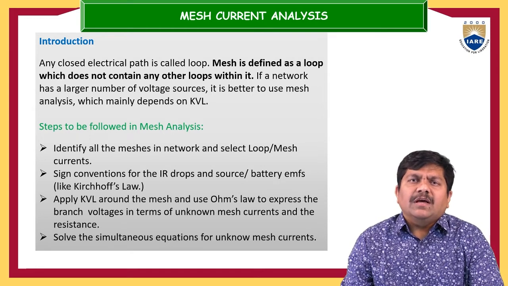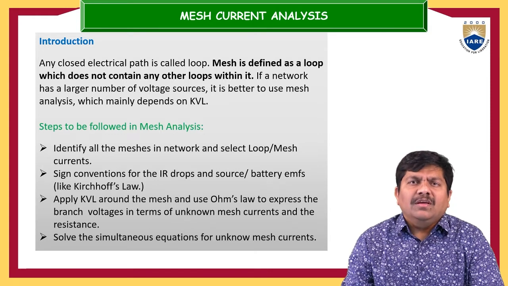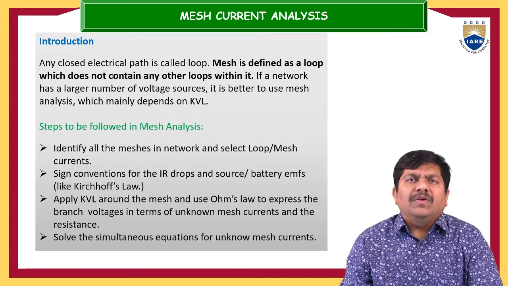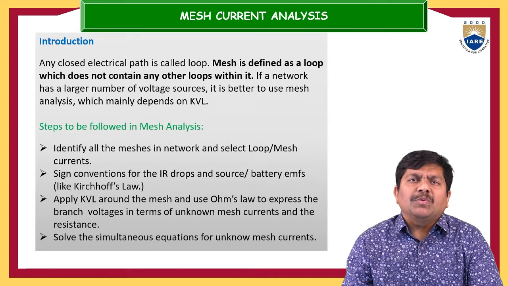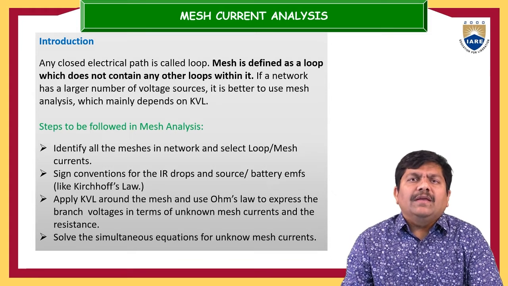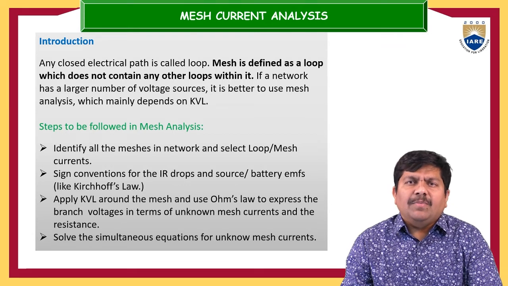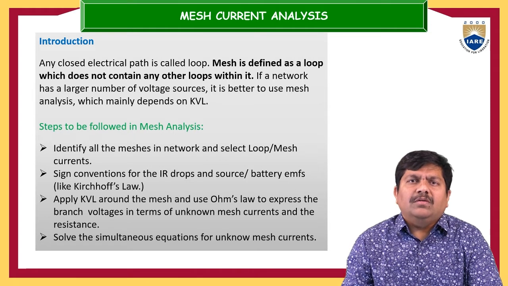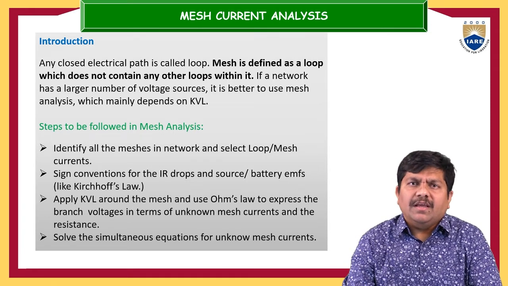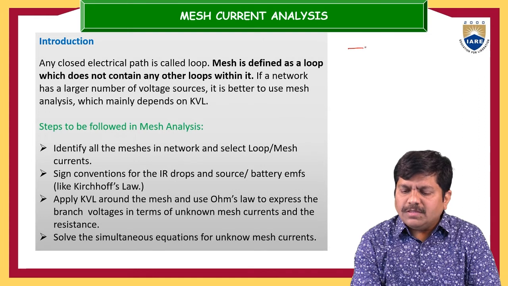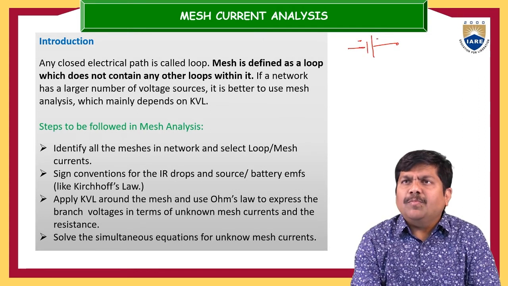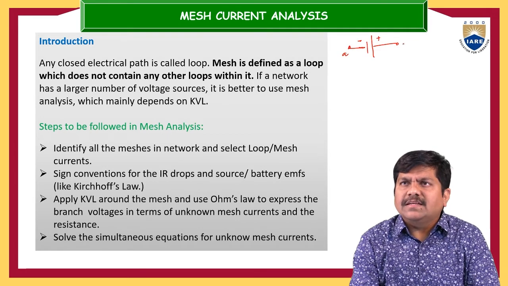Now along with the voltage drop, we should be more careful about the voltage source polarity also. Whenever you are traveling from lower potential to higher potential, we are going to gain some electrical energy, so the battery or voltage source will be assigned a positive polarity. For better understanding, I am giving an example here. Suppose this is the voltage source, with a negative polarity and a positive polarity. This is terminal A and this is terminal B.